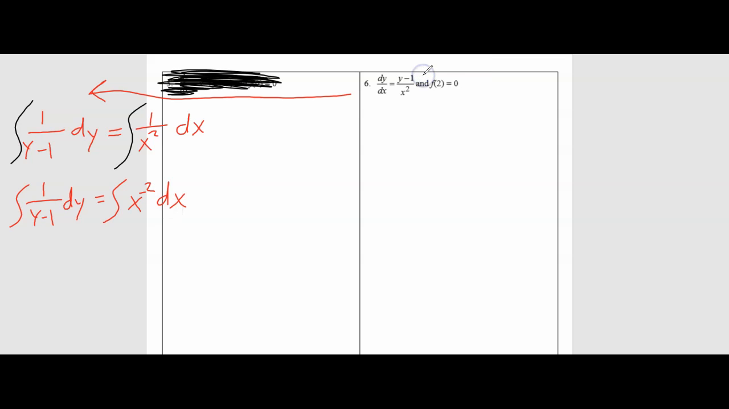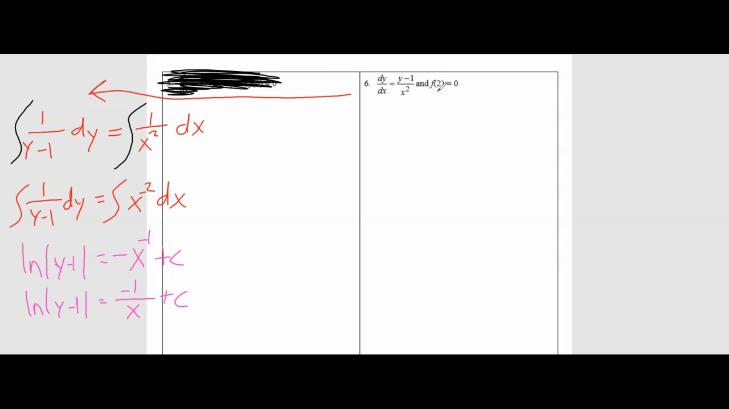If I integrate the left-hand side, I'm again going to get the natural log of the absolute value of y minus 1 is equal to negative x to the power of negative 1 plus c. And now I can just rewrite that without the negative exponent. So natural log of the absolute value of y minus 1 is equal to negative 1 over x plus c. So again, there's our general solution.